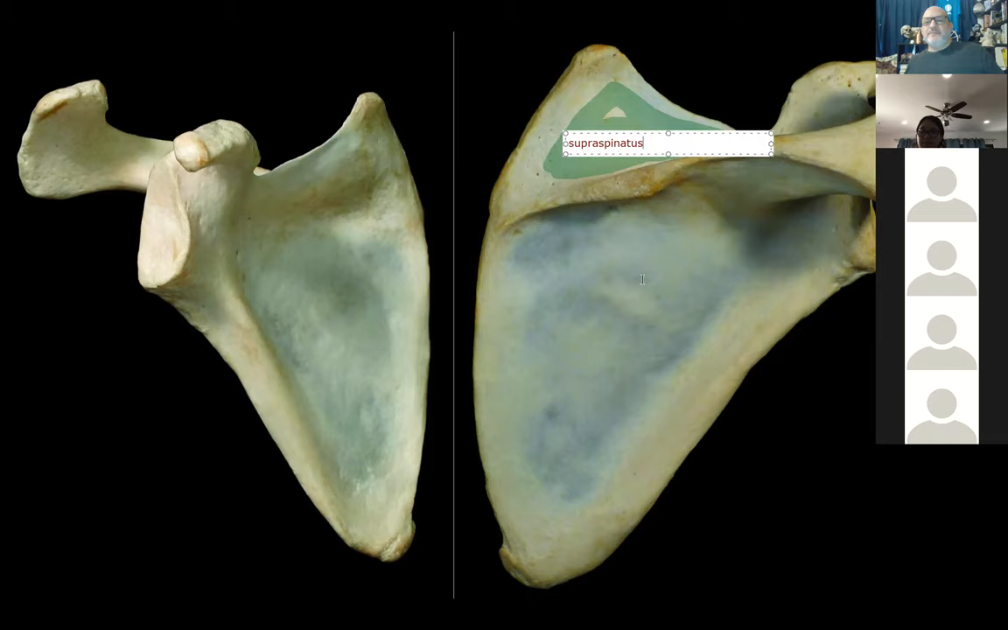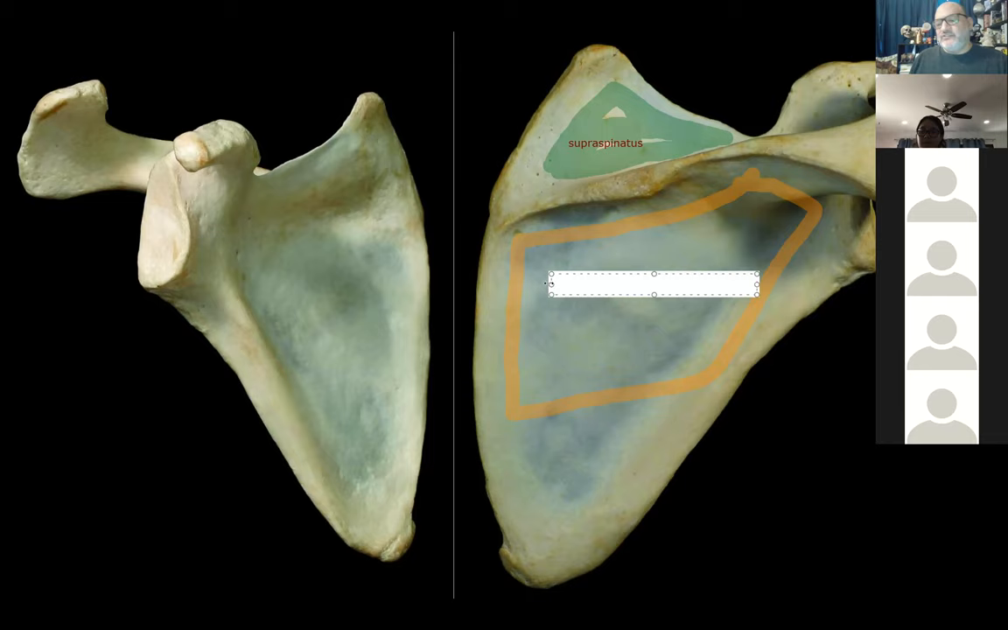Then there was this indentation below, the infraspinous fossa. Infraspinous fossa. And guess what muscle sits in the infraspinous fossa? Infraspinatus. And again, I don't care how you spell it, how you pronounce it, as long as you spell it correctly.